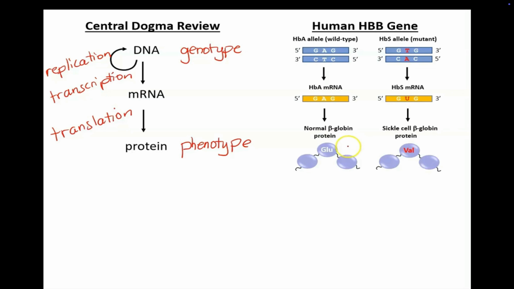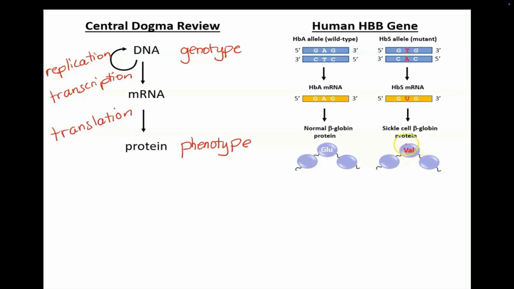Beta globin makes up part of a very important molecule called hemoglobin, which you probably already recognize is the protein in your red blood cells that carries oxygen. In the normal or wild type version of beta globin, we have a glutamic acid in a certain position. Glutamic acid is a charged amino acid. The mutant allele, the HBS allele, codes for a valine amino acid at that same position.